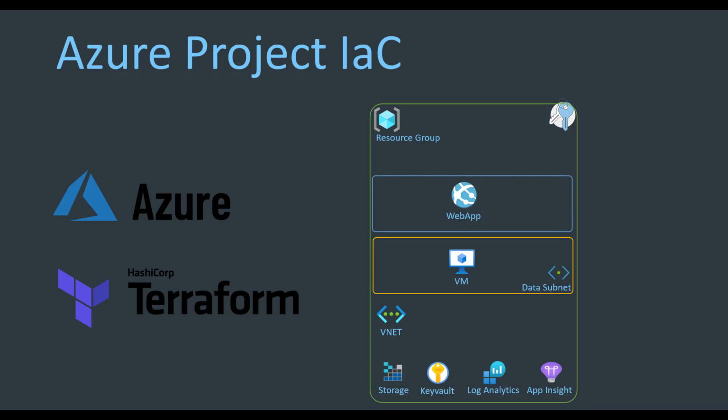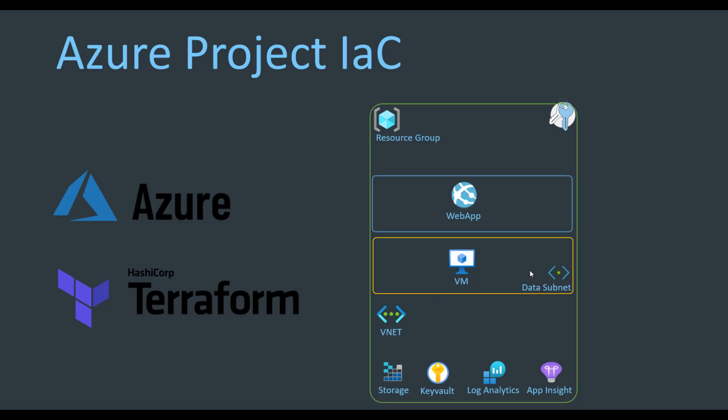In this tutorial, we are going to automate our Azure infrastructure. So let's discuss what we have in our project in Azure. In our project, we have an environment in which we have a resource group with a web application, and then we have a virtual network, and in that virtual network we have various subnets.